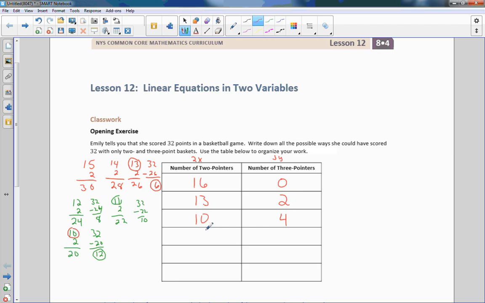So now I've got the pattern. If I decrease 10 by 3, and decrease 7 by 3, and decrease 4 by 3, and add 2 each time, and then I would still want to check at the end. So this is worth 2 points, and this is worth 30. 2 plus 30 is 32. So it works. So there you have it. There is all the possible combinations of 2 and 3-pointers that would add up to 32 points. 6 different ways.